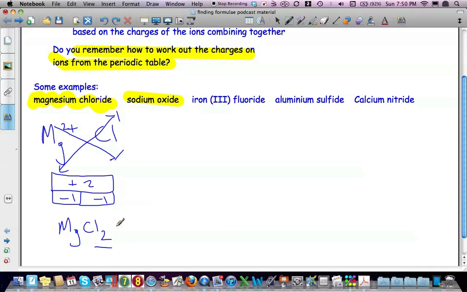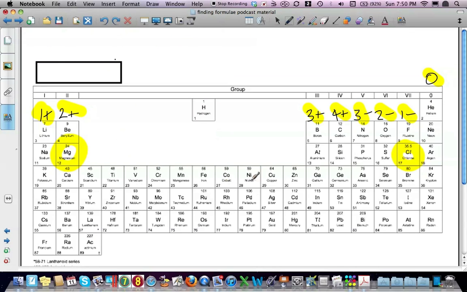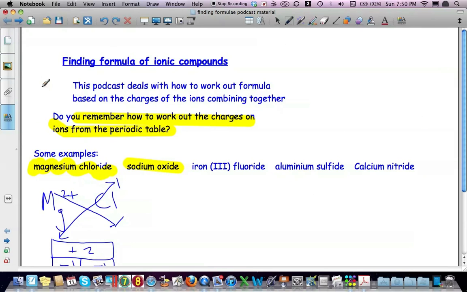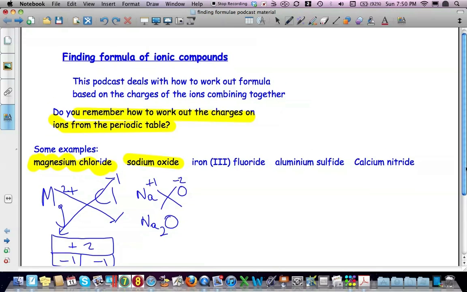Okay? Let's try one more example. Sodium oxide. Well, sodium is in group 1. It will have a charge of plus 1. Oxide is minus 2. So sodium, plus 1. Oxygen, minus 2. You'll need 2 plus 1s to cancel out the minus 2. Na2O. Well, hopefully that makes good sense to you.